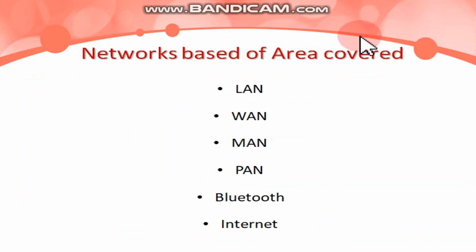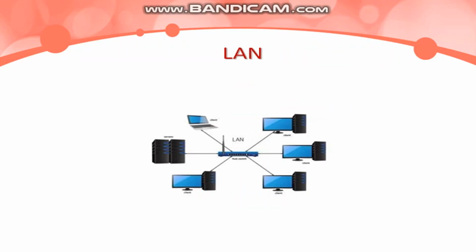So the next topic is networks based on the geographical area covered by the networks, and on the basis of this area coverage, networks are classified into LAN, WAN, metropolitan area network, personal area network, Bluetooth, and internet. Local area network is the smallest area network. It can connect only nearby networks. Example, if we connect the network of SLS Satellite Town senior branch with the network of Satellite Town junior branch, it will create a local area network.